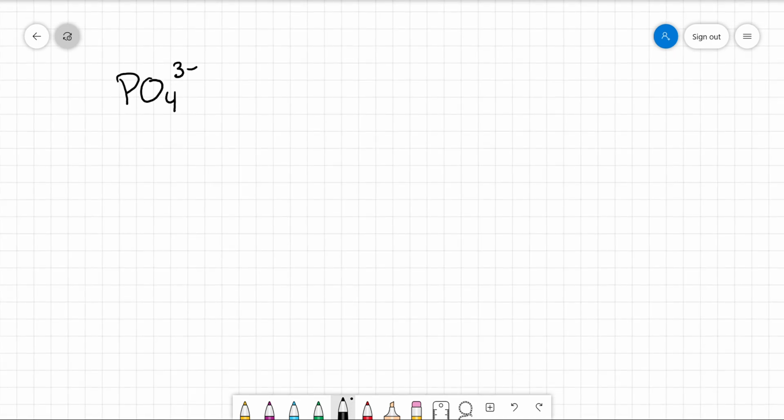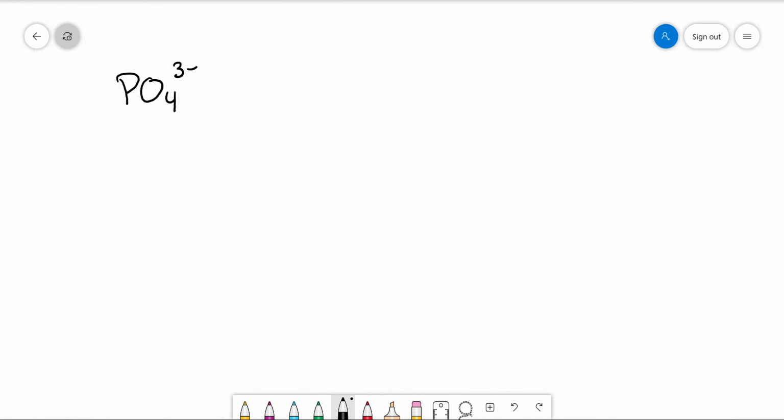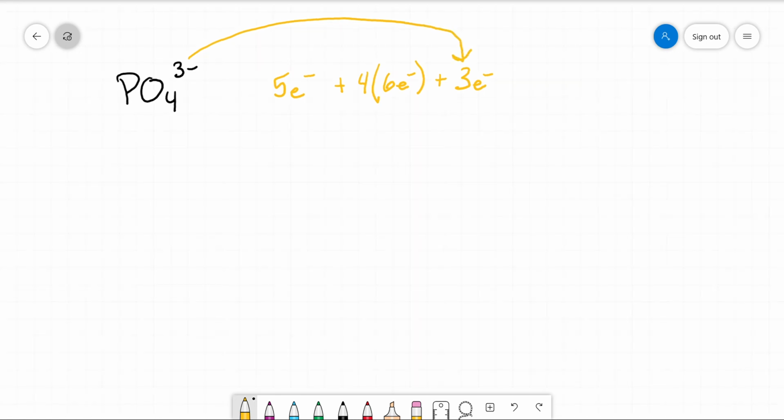Okay, so I assume you've done the Lewis structure. So first thing we need to do, of course, is add up all of the electrons. So 5 electrons for phosphorus, we have 4 oxygens, each with 6, and then we have to add the 3 electrons, remember, because of that charge. So where does that get us? That gets us 8 and 24, 32 electrons.